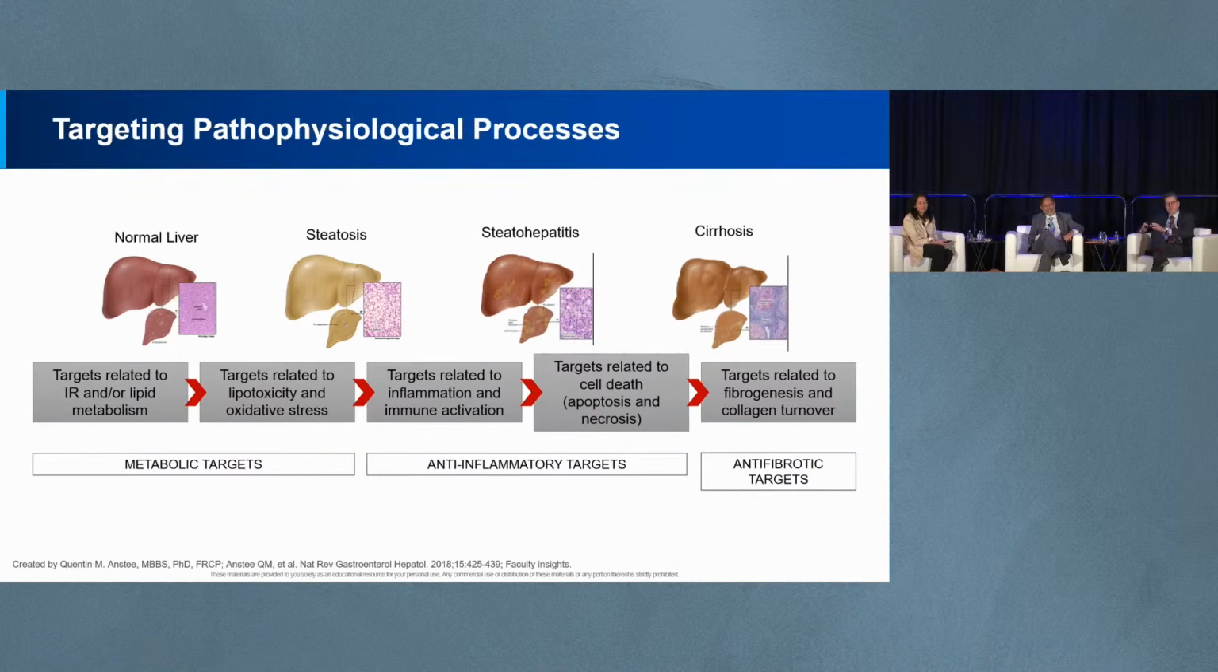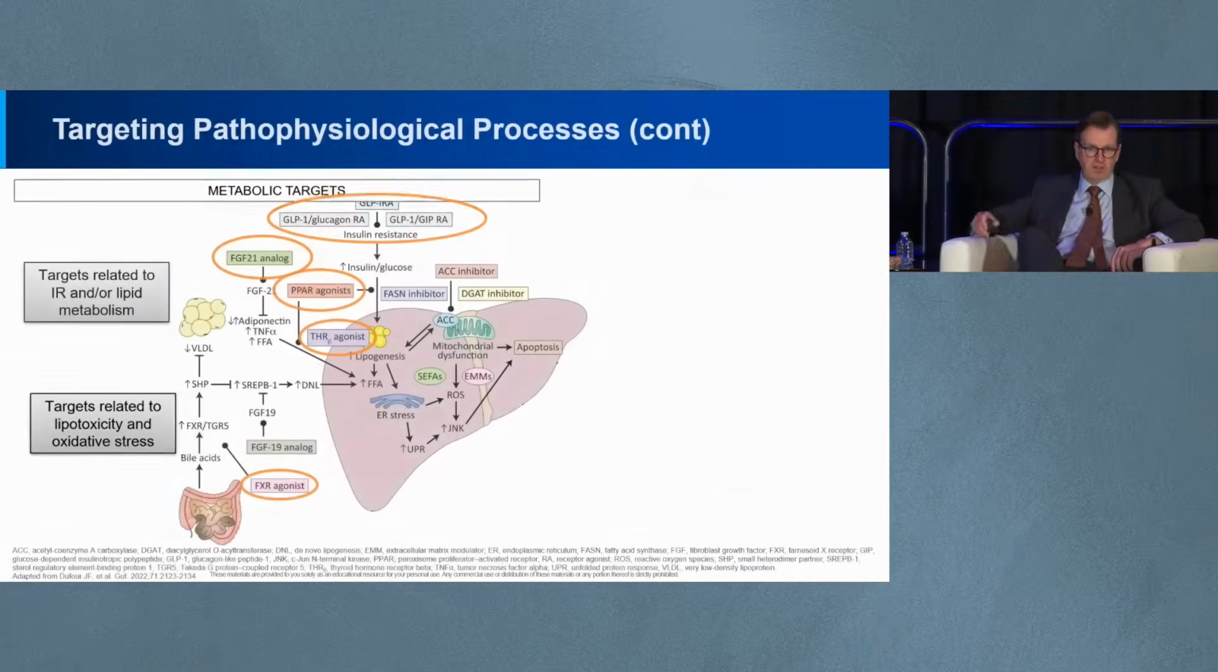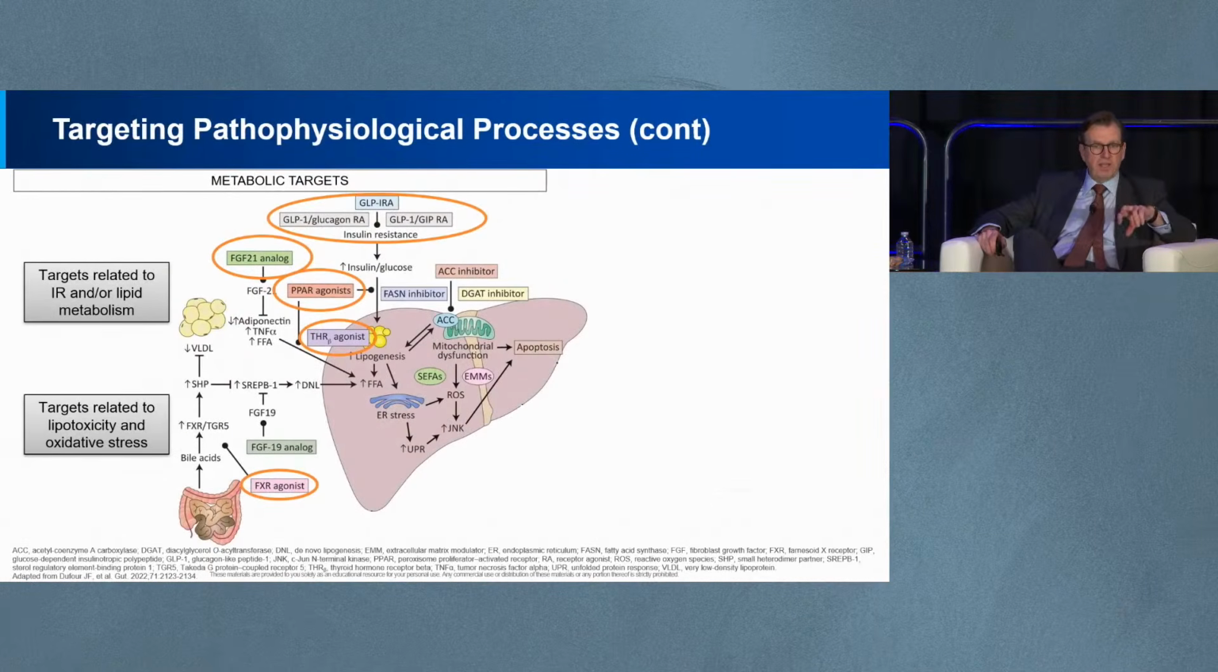But we've got to build up on exactly what you described. We start off with the pathophysiology, and we might be taking drugs that target insulin resistance or lipotoxicity and oxidative stress or inflammation or cell death or fibrogenesis. So they're broadly in 3 buckets, aren't they? There are the metabolic targets, the anti-inflammatory targets, and the anti-fibrotic targets. And what's really interesting here is that under each of those, we've had some very promising signals and a couple of false starts along the way.